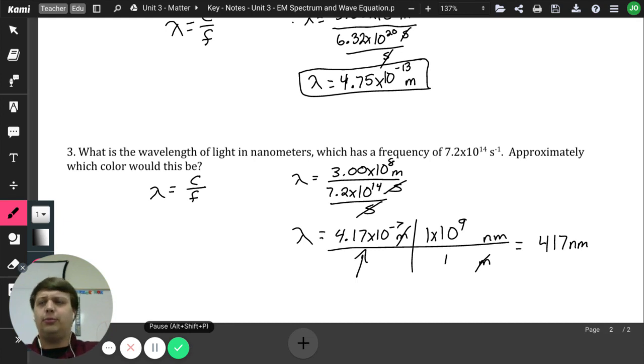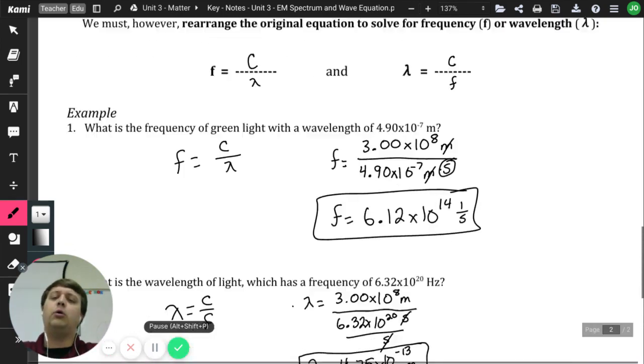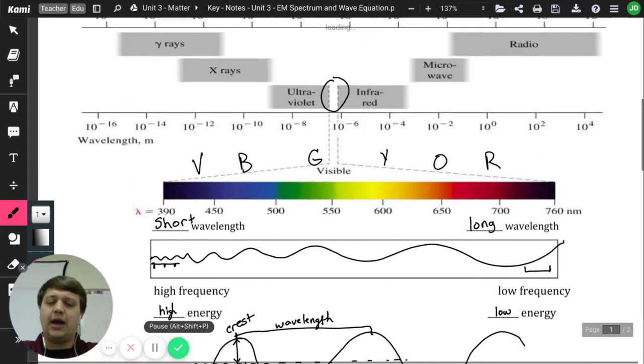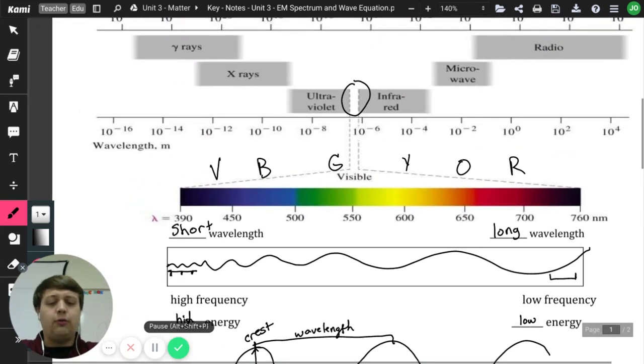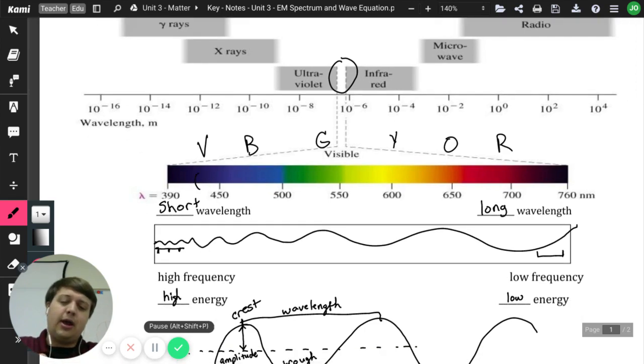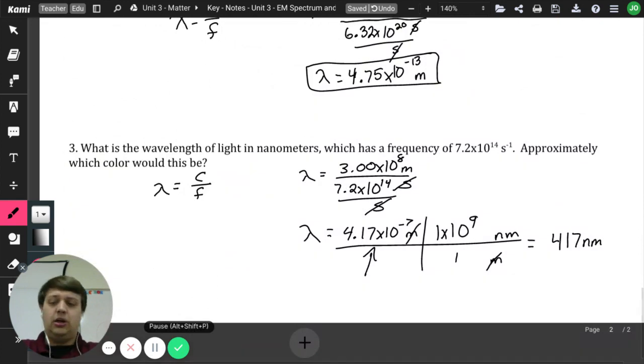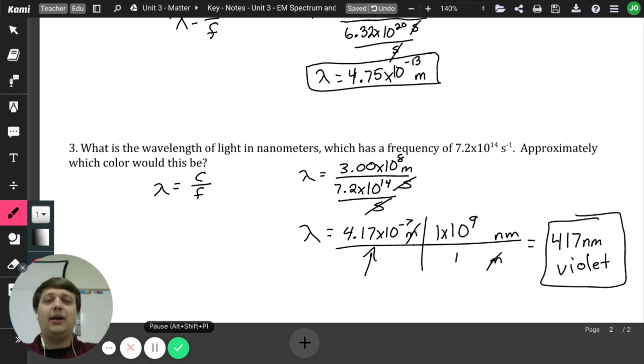And then you're like, okay, Mr. Oglesby, so now I've got this, but how do I figure out what color it is? Well, we go back up here and we look at our chart. So 417 is about there-ish, which is in that violet section. So we would say our color is violet. Okay, so that would be how we get that.